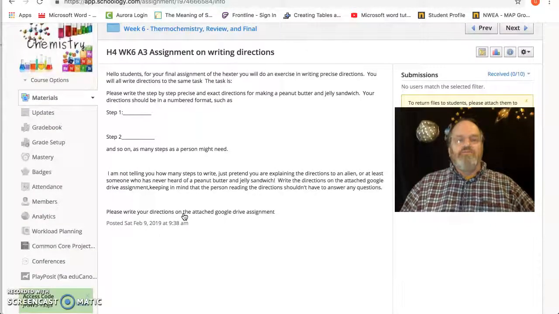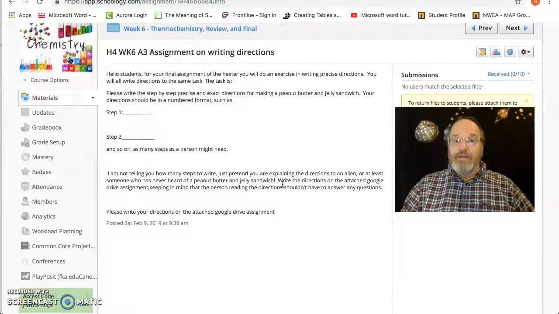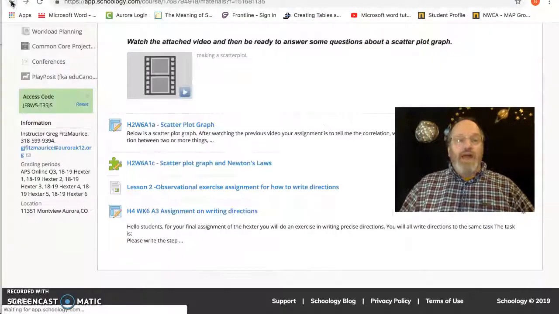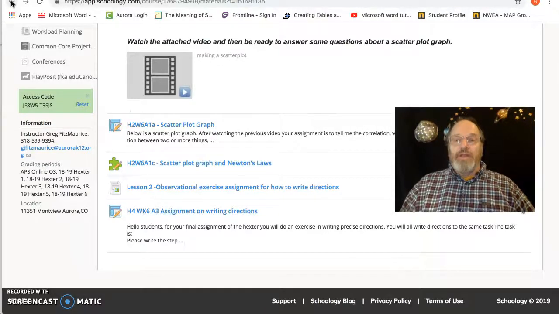Now you're like, what does this have to do with science? Science is all about following directions. So I want you to be precise in your directions. Step 1, step 2, and so on, as many steps as a person might need. I'm not telling you how many steps to write. Just pretend maybe you're explaining it to an alien, or at least someone who has never made a peanut butter and jelly sandwich before. And that's all we got for week 6, which gives you a lot of time to get caught up on the assignments that you either didn't get a chance to get at, or didn't get a chance to complete. So I feel really good that most of you will get this work done.